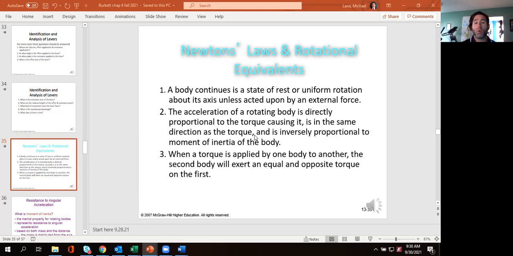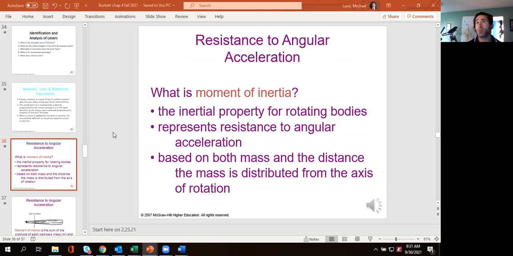Now, when torque is applied from one body to another, the second will produce that same torque on it. So when you're trying to rotate something, you also have to receive those same rotational forces. The first concept is what's resisting that acceleration of rotation speed, and that is our moment of inertia. This is something any object has, specifically when we're talking about rotating bodies. It's what's going to resist angular acceleration, both the speeding up and the slowing down.